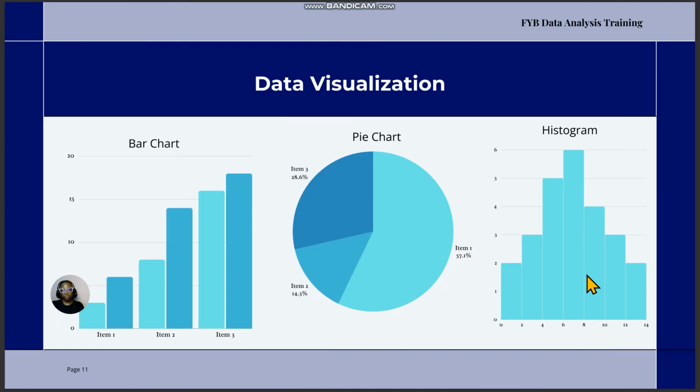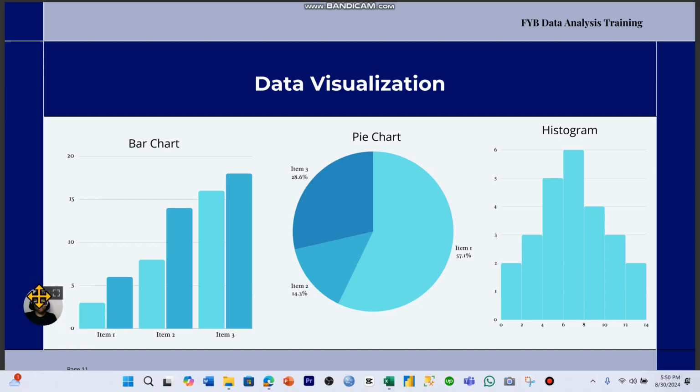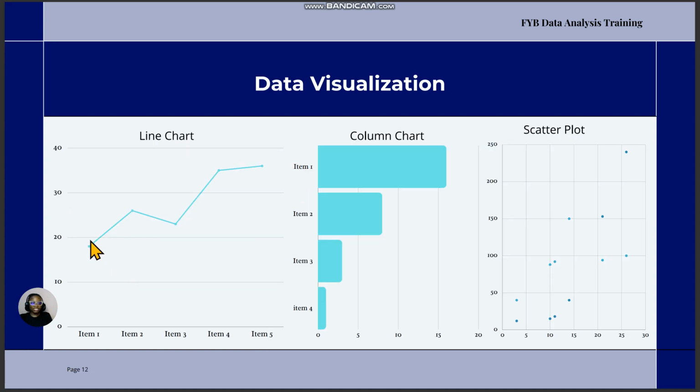Now going into data visualization, there are different ways by which we can visualize our data in descriptive analysis. You can use a bar chart. This is a bar chart. You can use a pie chart. You can use a histogram, which is what I've shown before in the previous slide. You can use line charts.